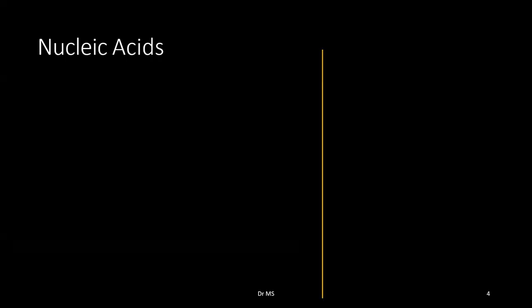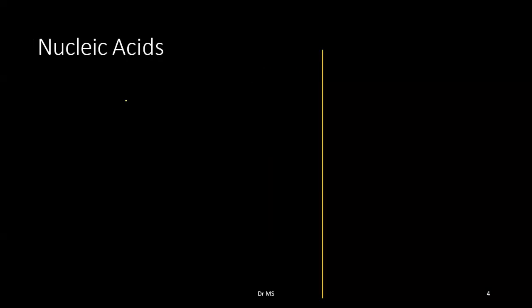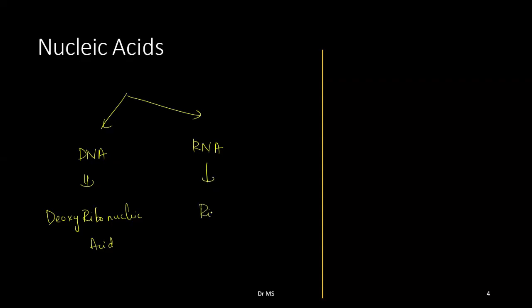Nucleic acids are of two types. One is DNA and the other one is RNA. So what are DNA and RNA? DNA is deoxyribonucleic acid, whereas RNA is ribonucleic acid.